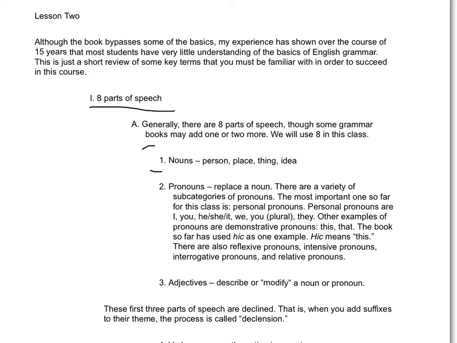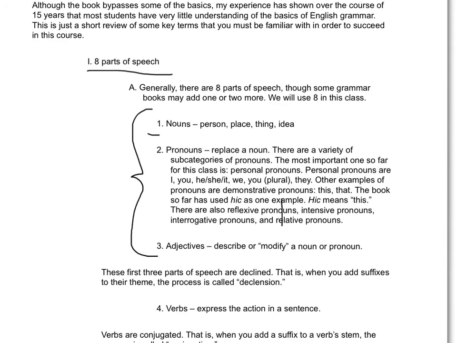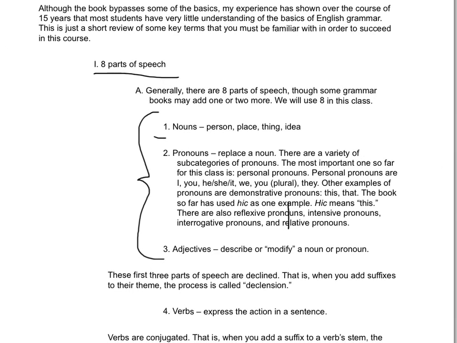I lump them together as nouns, pronouns, and adjectives, because all 3 of these parts of speech, as I write down here, are declined. That is to say, when you add a suffix to their theme, the process of adding those endings is called declension, and your book gets into the declension of certain types of nouns called first and second declension nouns in this chapter. Nouns, I think everyone knows the definition, is a person, place, thing, or idea.